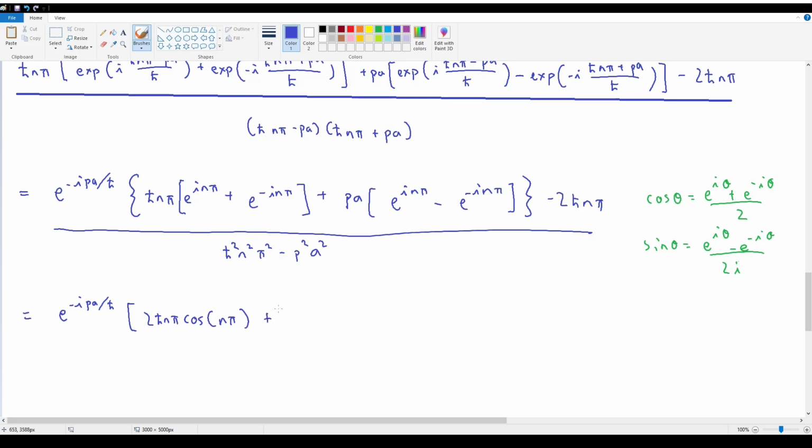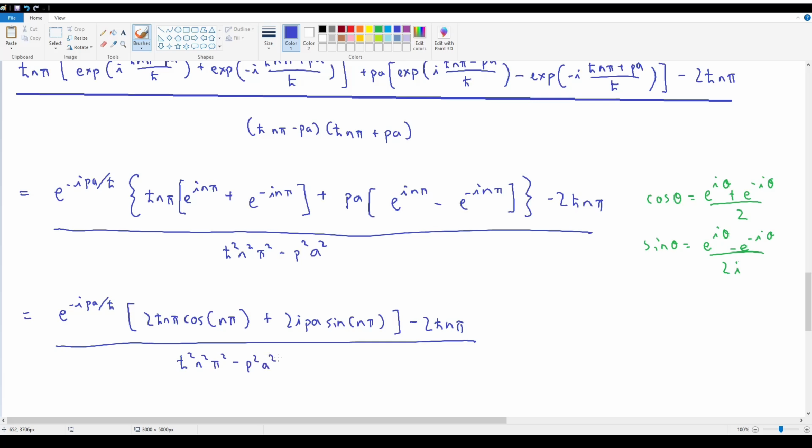Similarly, on the other side, this is going to give us PA, this is going to give us 2i PA sine of n pi minus 2 h bar n pi divided by h bar squared n squared pi squared minus p squared a squared, right? And at this point, I know that sine of n pi is always going to be 0, right? Sine of pi, 2 pi, 3 pi, 4 pi, etc., because n is equal to 1, 2, 3, etc. Because of that, the sine term automatically goes to 0.